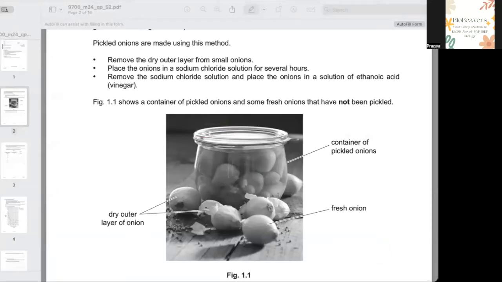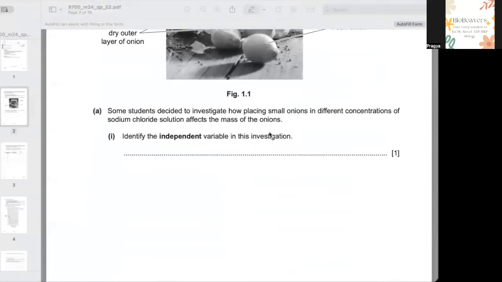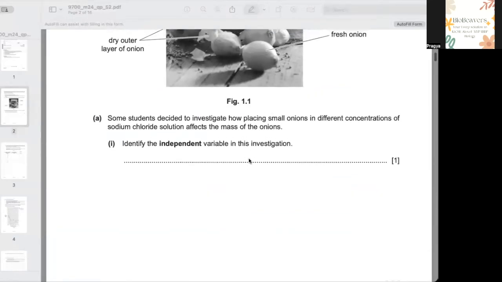Let's go down to the question part. The first question which comes in is: what is the independent variable in this investigation? Now, how do I answer this? The answer to the question on the independent and dependent variable is right above, in the text which is given to you, right here.